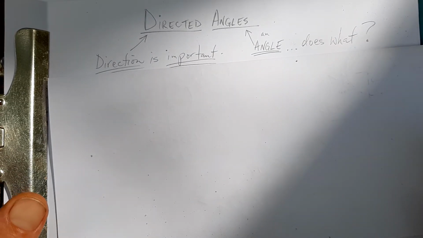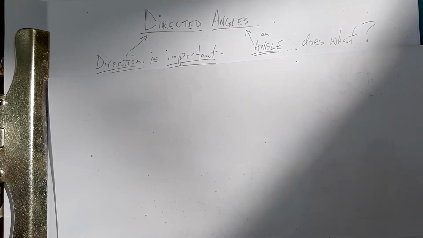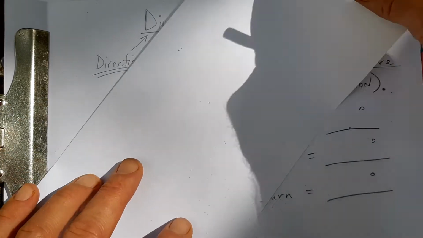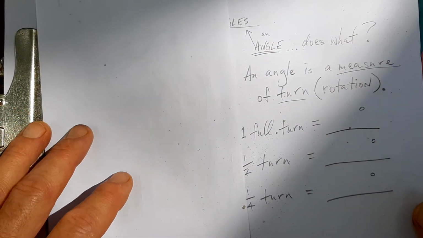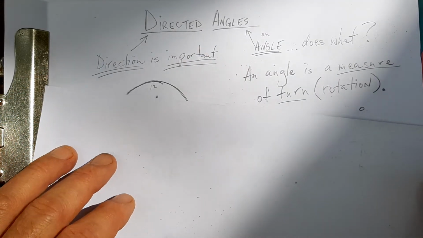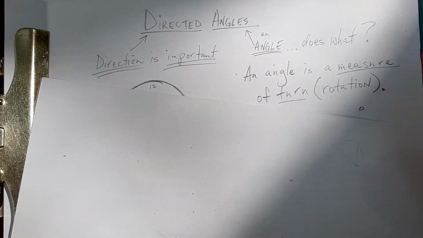What does an angle do? What is an angle? What does it do? Like area is a measure of two-dimensional space. Volume measures three-dimensional space. What does an angle do? All right. Well, an angle is a measure of turn, how far you're turning.